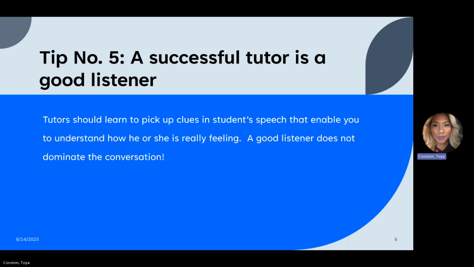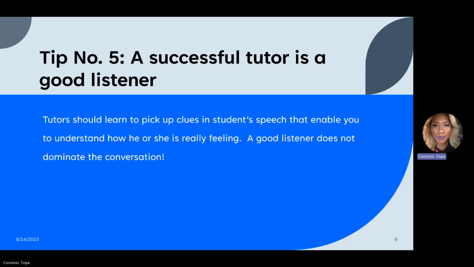So, as part of understanding a student's feelings and allowing them to express these feelings, a tutor has to be a good listener. While you may be thinking of things to say to your student learner, also be mindful that being a good listener is a major part of being a successful tutor. And lastly, a good listener does not dominate the conversation.